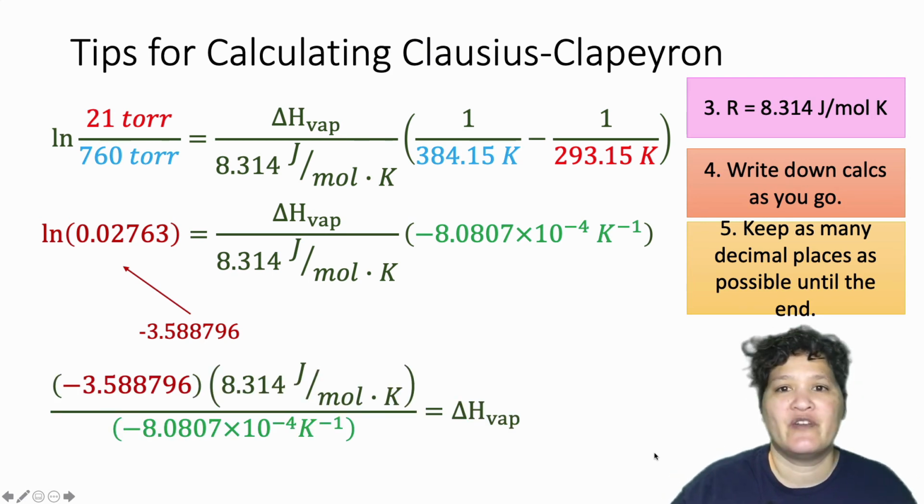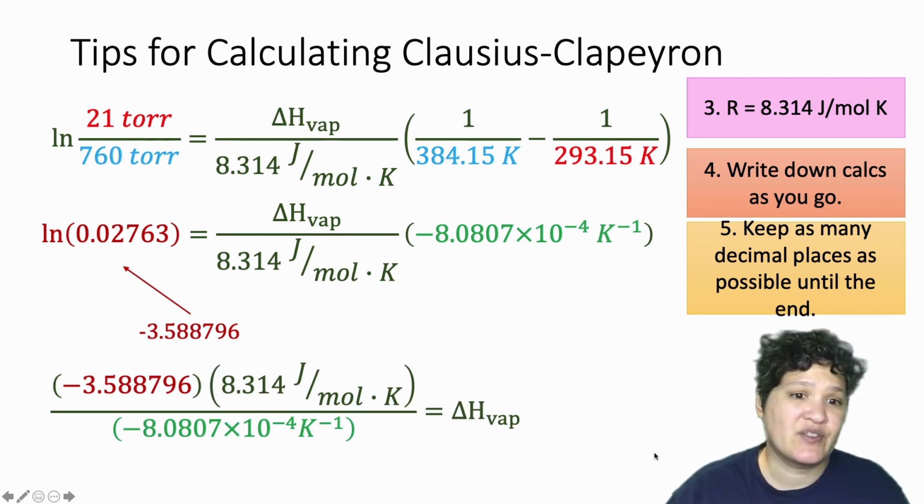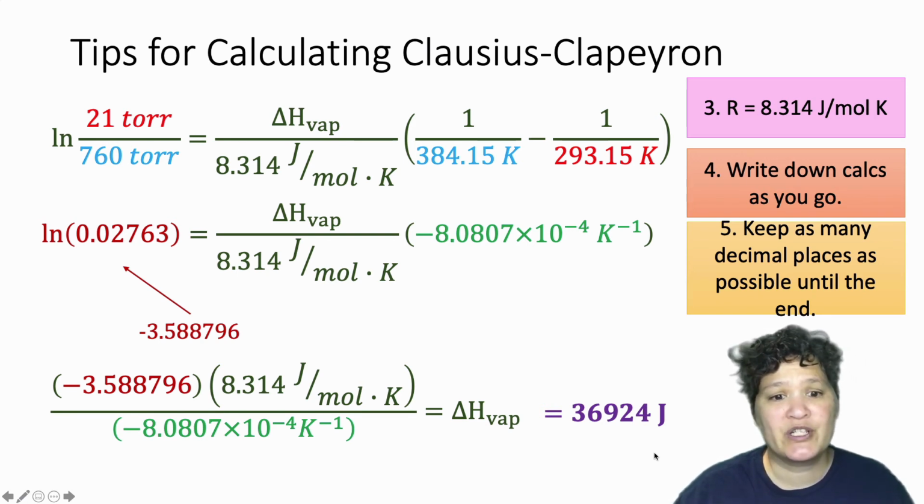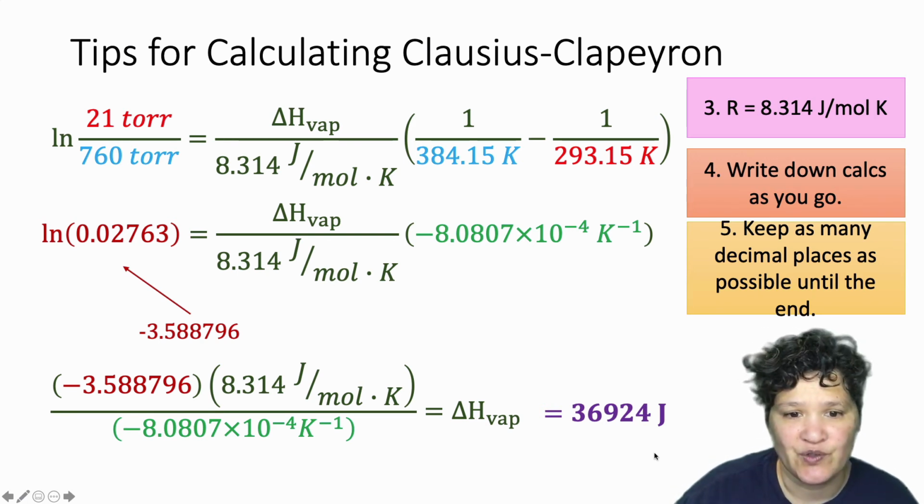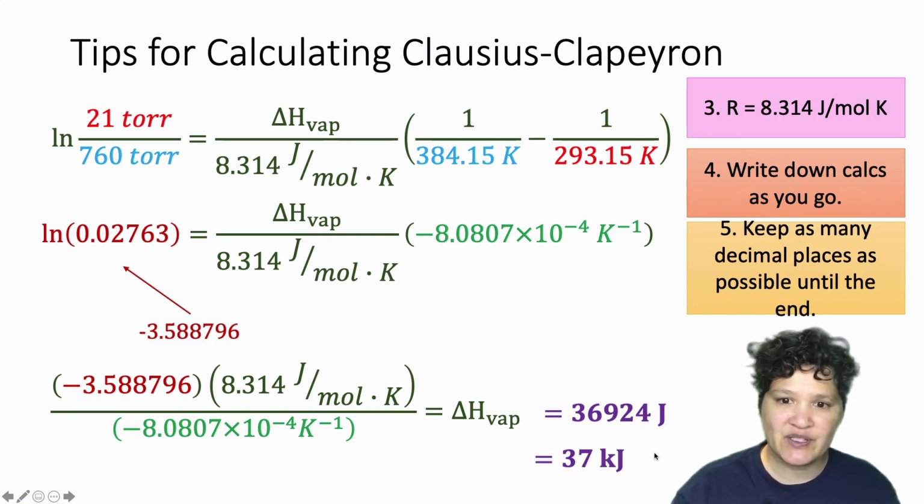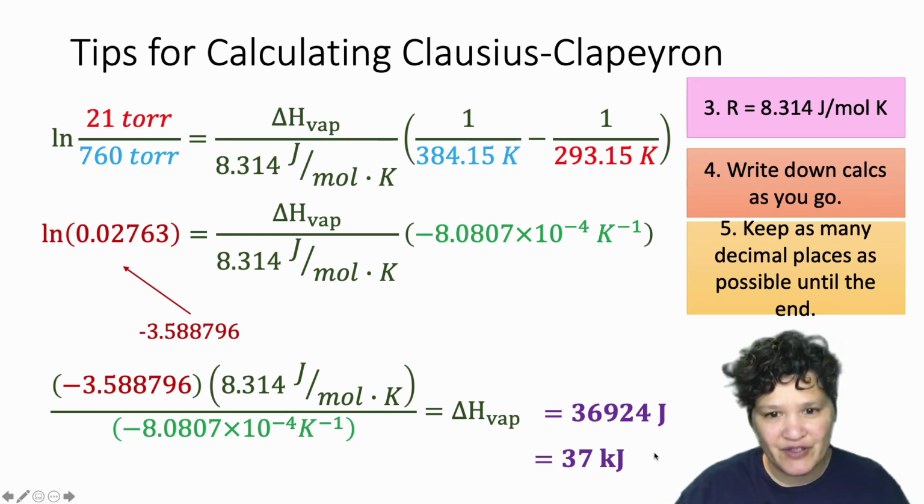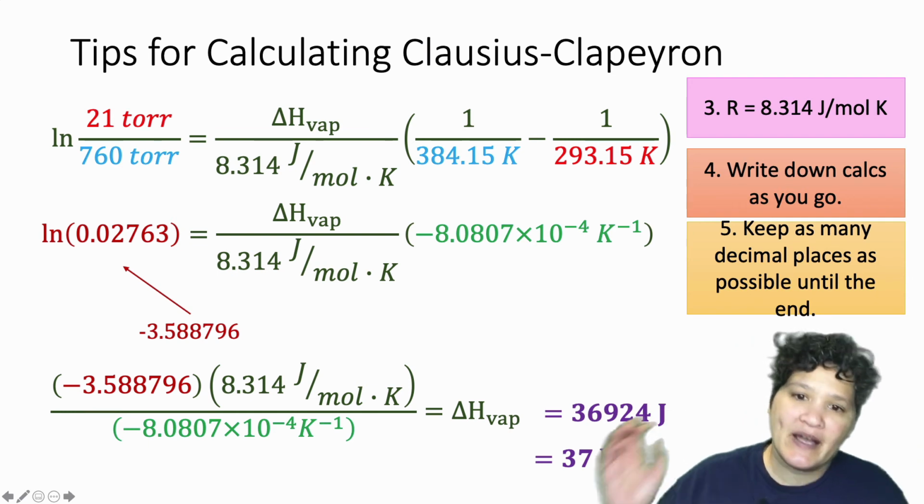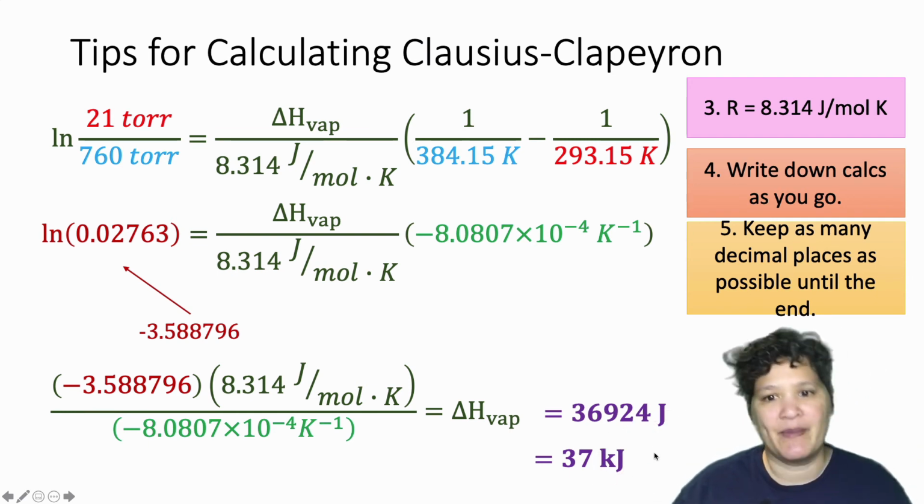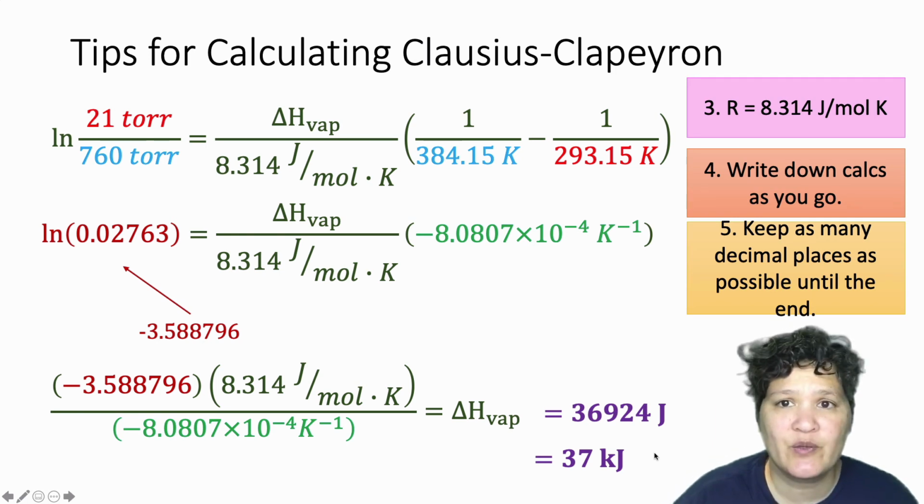Now I solve for the heat of vaporization and I get 36,924 joules, which is also 37 kilojoules. Now you don't have to convert to kilojoules, but if you do, it's a good time to check your significant figures. Now, as you can see, that's a messy bit of math. So to familiarize ourselves with this equation, let's do another problem.